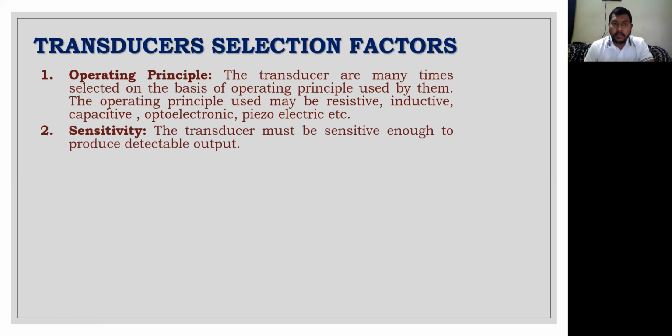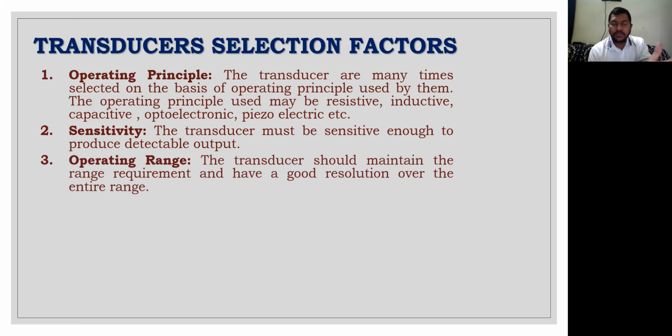Sensitivity. Now sensitivity is the main parameter of a transducer because it is going to sense that particular physical parameter. So it should be a sensitive device. It should sense the smallest change in that physical parameter and it should be able to detect that, right? So that is called sensitivity. Then we have operating range. The range of that device means up to what range it is going to work. So for a human thermometer, a temperature thermometer, we require that we should be able to measure the range of around say 90 degrees to 110 degrees.